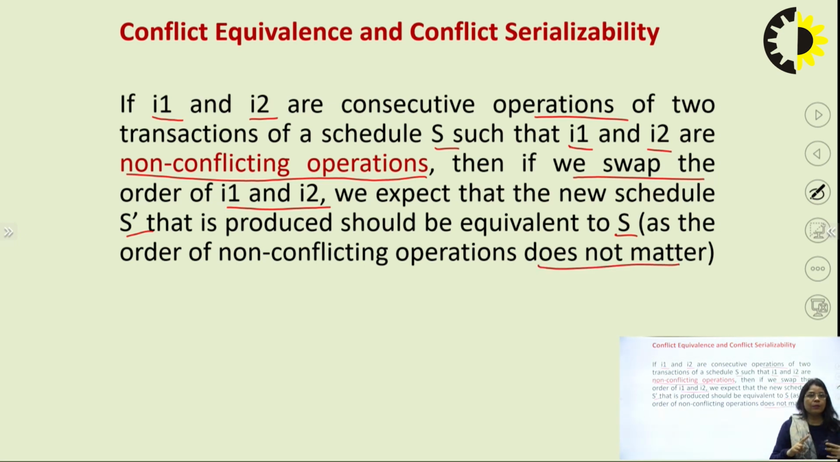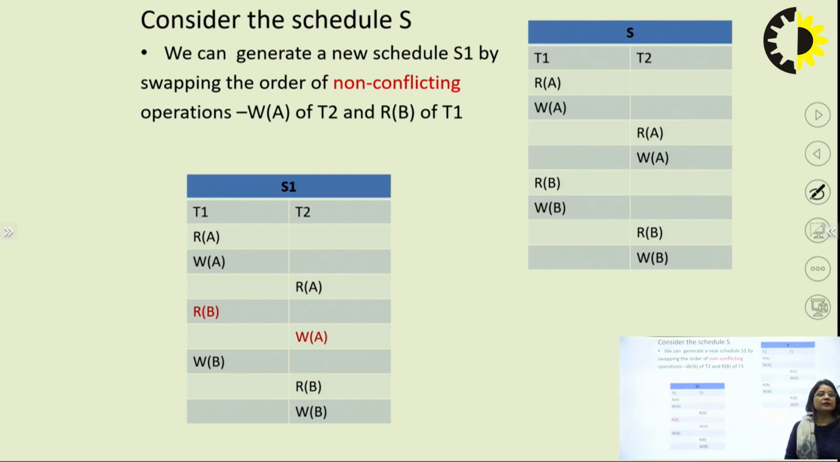So we can create multiple equivalent schedules, also known as conflict equivalent schedules, or conflict serializable schedules, if we swap non-conflicting operations. What about when we swap conflicting operations? Then we cannot produce the serial schedule. So we can produce a conflict equivalent or conflict serializable schedule when we swap the order of non-conflicting operations. I think this must be clear to all the students. Now we can consider an example.